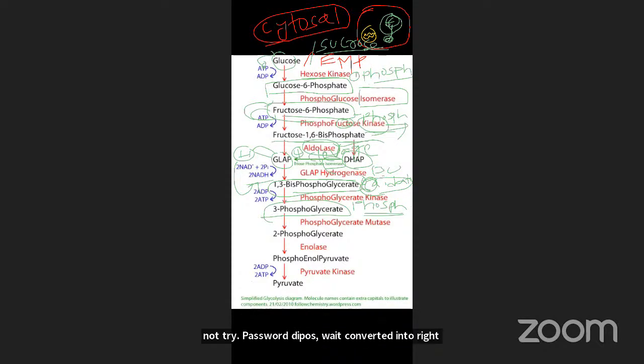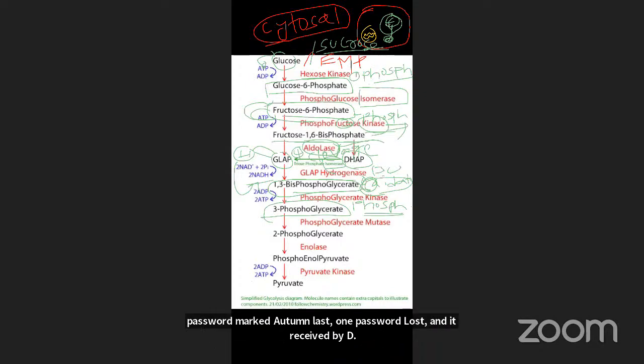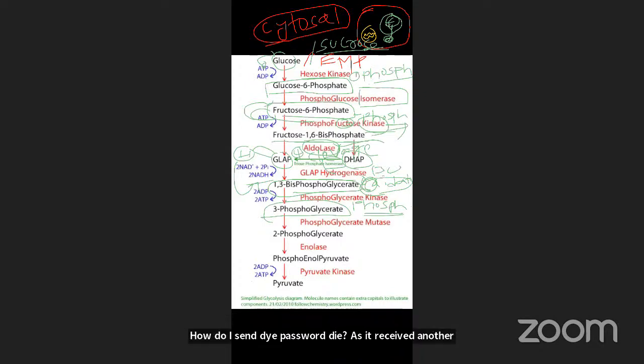That means what would happen here? One phosphate molecule is added, sir. From where? From 1,3-bisphosphoglycerate. One phosphate is lost, and it is received by adenosine diphosphate. As it receives another phosphate, it is converted into triphosphate.